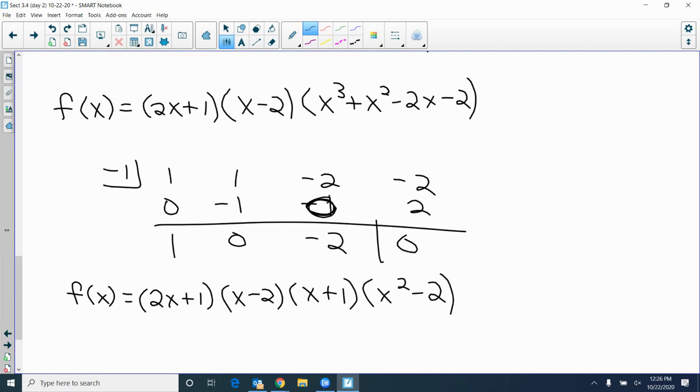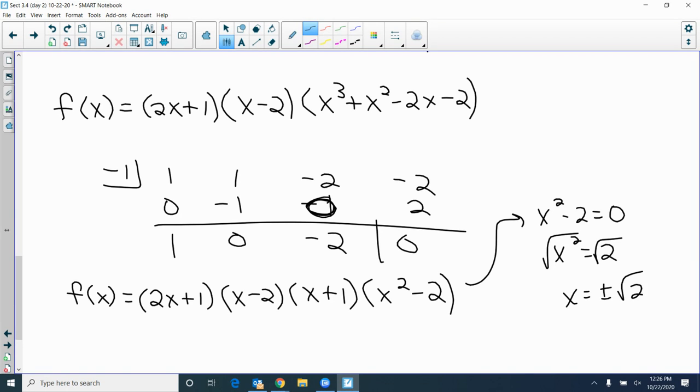All right, so we got a 5th degree. We want to keep going. We got it all the way down to a quadratic. But we want to list the zeros. We got -1/2, +2, -1. What do I do with that x squared minus 2? So we have to see where that equals 0. Just think about this. x squared minus 2 equals 0. Probably the easiest thing to do is add 2. And then take the what? Square root. And we get x equals plus or minus square root of 2.